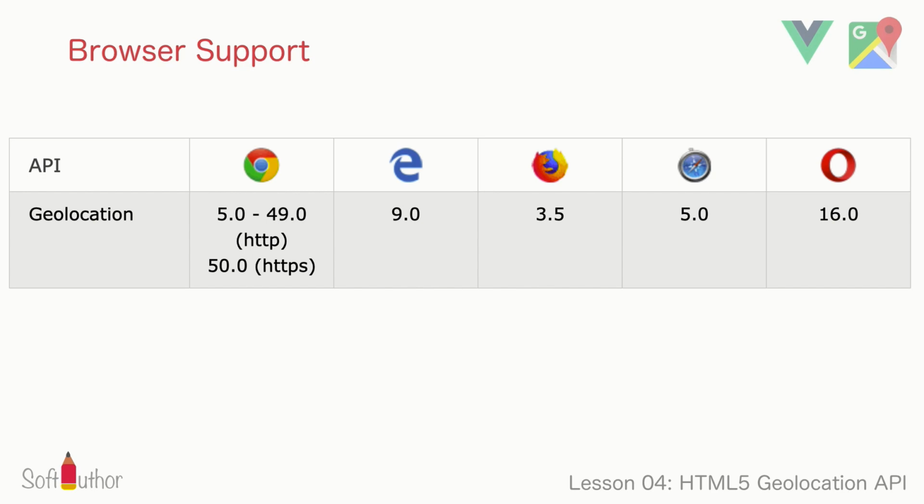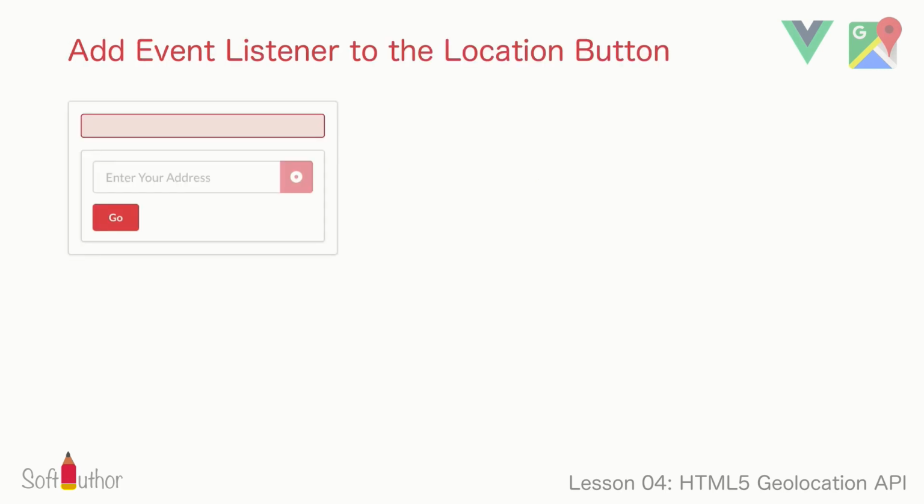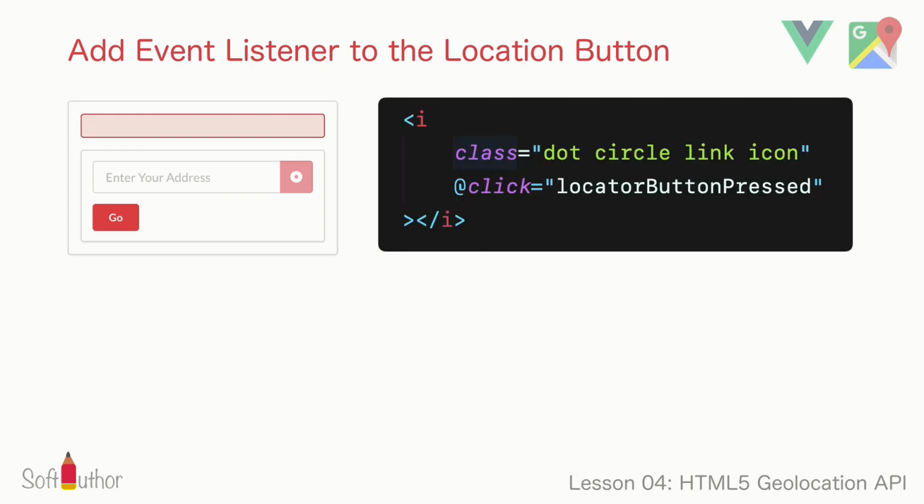One thing worth pointing out here is Google Chrome version 50 or above is only enabling this API when using HTTPS connection. However, it works fine in localhost, which is exactly where I'll be testing this. Let's see how to add a click event handler to the locator button. All I have to do here is add a click event handler called locator button pressed in the locator icon, which is an i element.